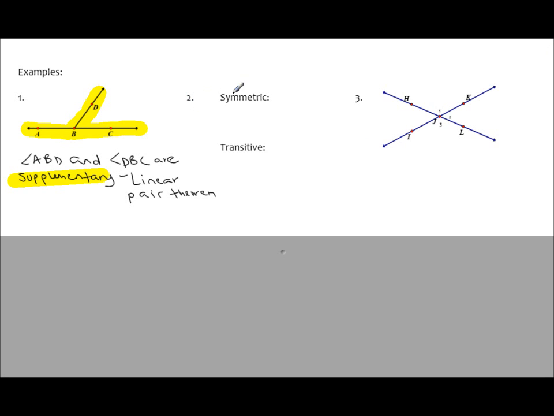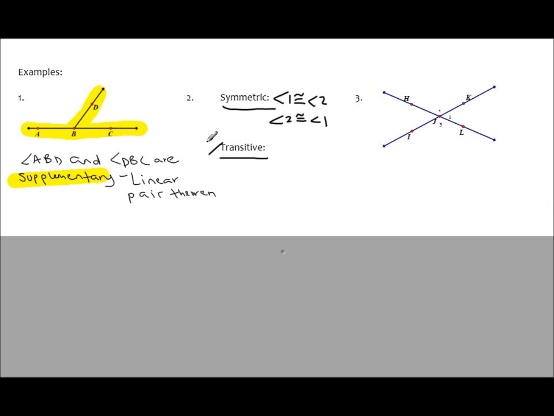Okay, symmetric property, you'll see that with angles as well. So you may see in one line of a proof that angle 1 is congruent to angle 2. And then in the next line of the proof, you would see that angle 2 is congruent to angle 1. So all we've done here is we've flipped the order, and that would be your symmetric property.